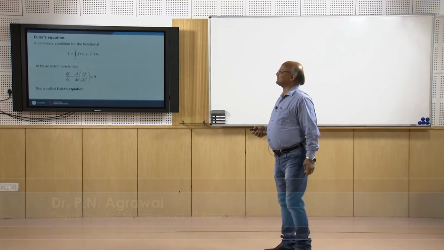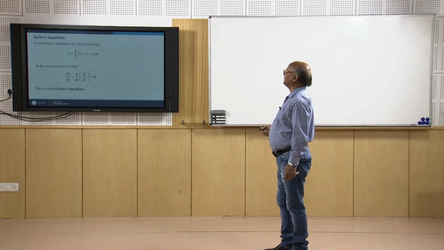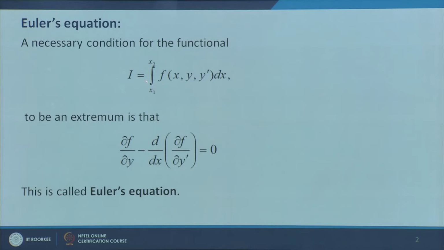We know that a necessary condition for the functional I equal to integral x1 to x2 f(x, y, y') dx to be an extremum is that ∂f/∂y minus d/dx of ∂f/∂y' is equal to 0, and we call this equation the Euler's equation.